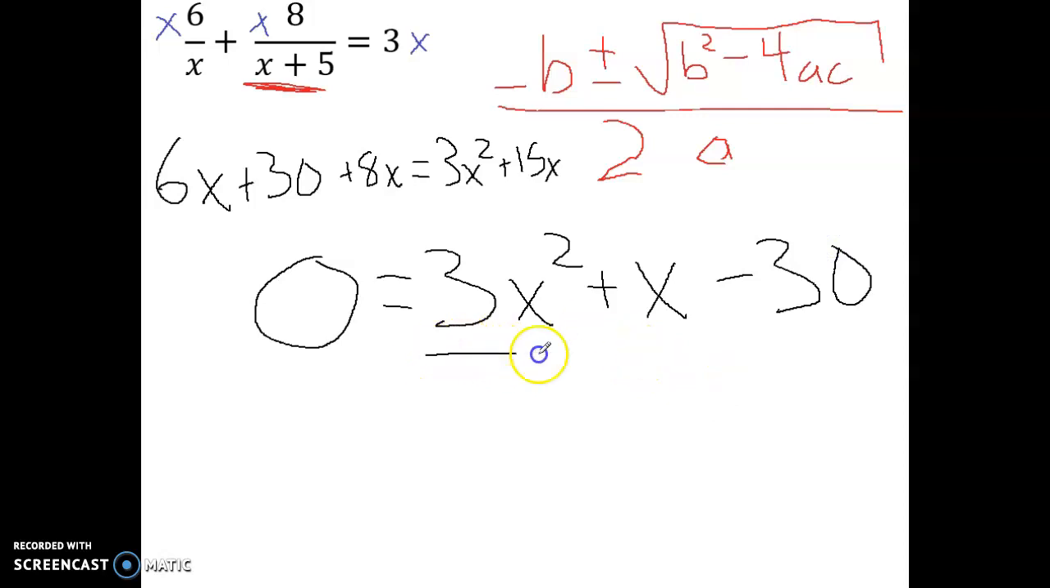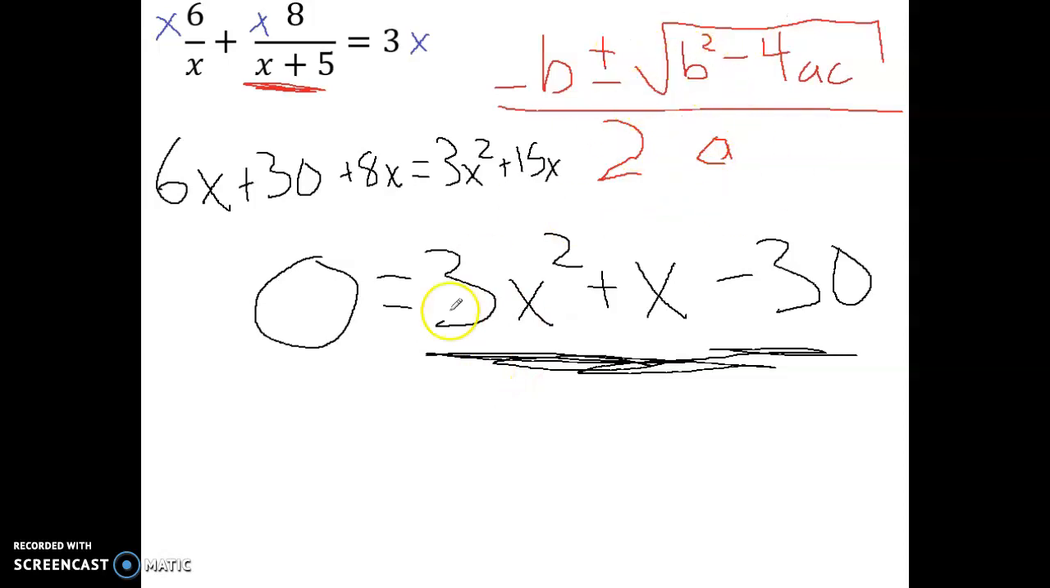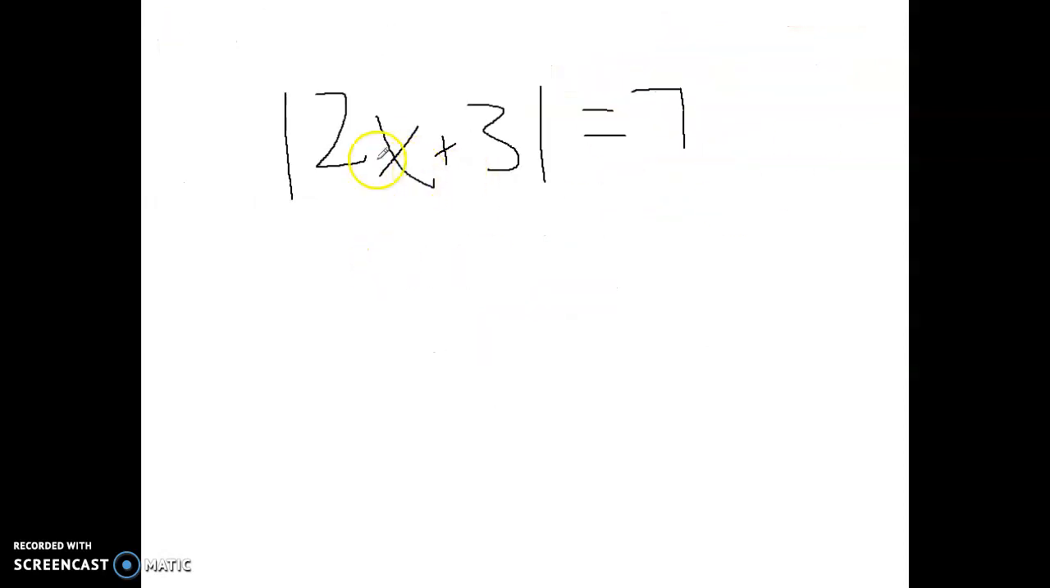So now you can see you have a quadratic equation. That's why I left this formula here up to start the problem. You're going to identify A, B, and C, plug them into this formula, and you'll be able to get the solutions. For this one, these signs mean absolute value. It's how far away from 0 the expression is. And it says it's equal to 7.